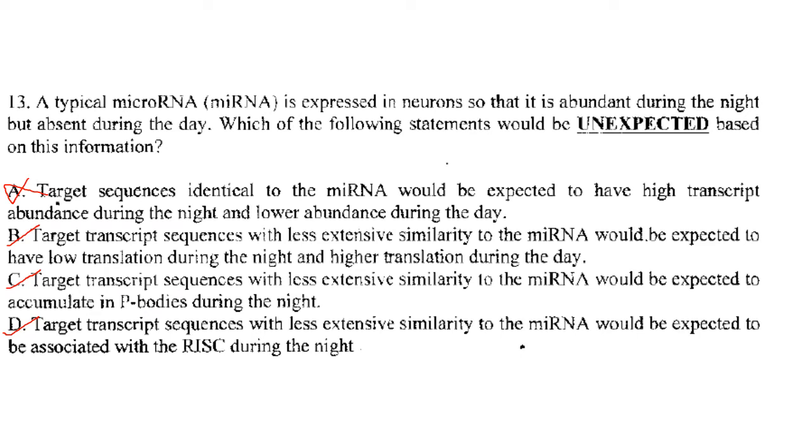Now what have they told? Option A. Target sequences identical to the miRNA would be expected to have high transcript abundance during the night and lower abundance during the day. So target sequences identical to miRNA, that is, the target sequence is your mRNA sequence, identical to miRNA. It is not identical to miRNA because it is only partially complementary. So option A is not correct.